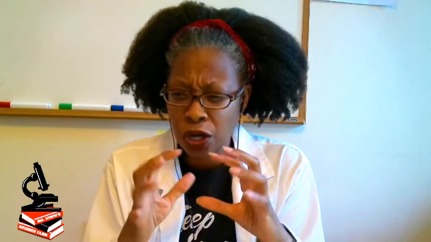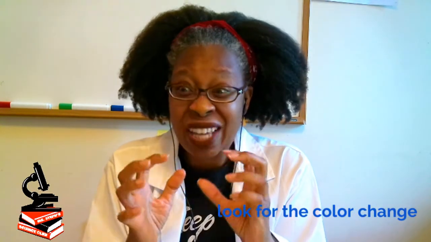The iodine, as soon as it makes contact with starch, changes from its brownish color to a very dark, actually quite beautiful bluish purple. And so that change will indicate, will tell us that starch is contained inside.